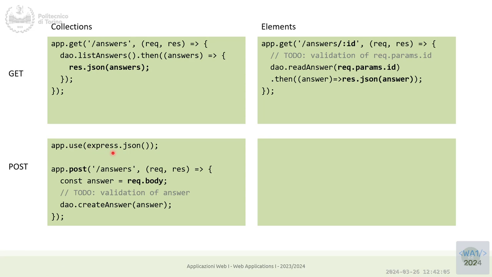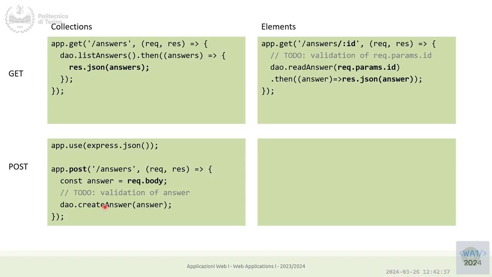And then all the fields of the answers will be in request.body. This is just copying all the objects, or we can just extract a single property, request.body.id, request.body.text, depending on whether we need all of them or just some of them. And then we just do the insert. And if we need to return the ID, the ID will probably be a return value of this create answer with a then and something.